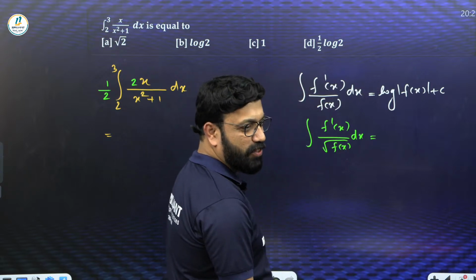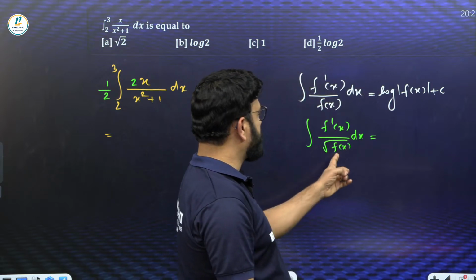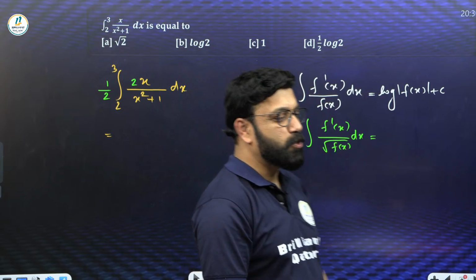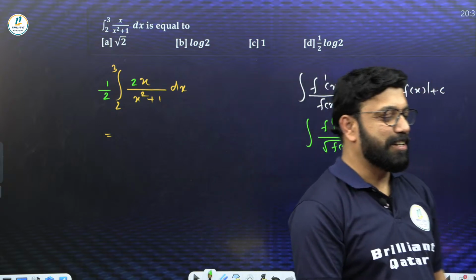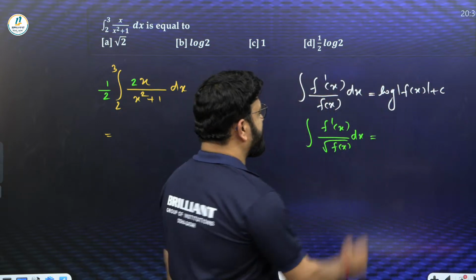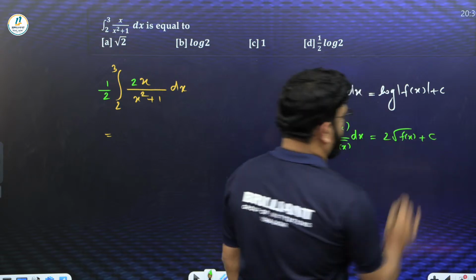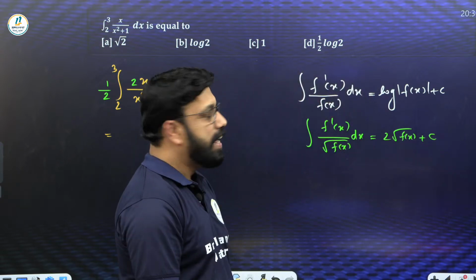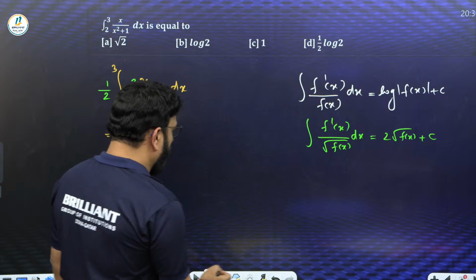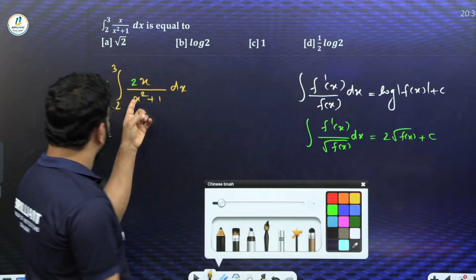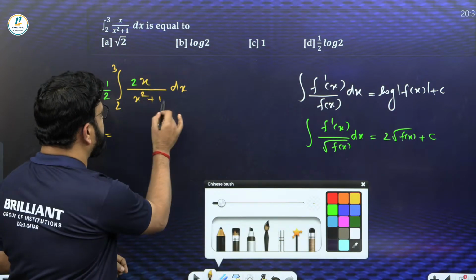You can find out that one. Okay. What is that? The integral of f dash x by root of f of x goes to what? Yes, that's equal to 2 into root of f of x plus c. Good. Then now, normally we substitute t is equal to x square plus 1.